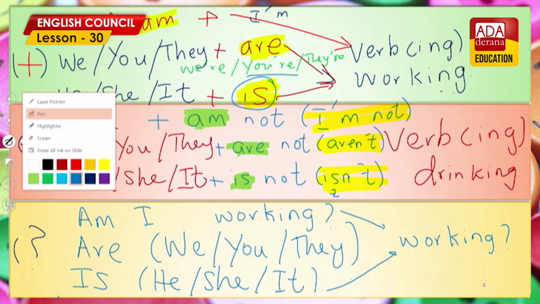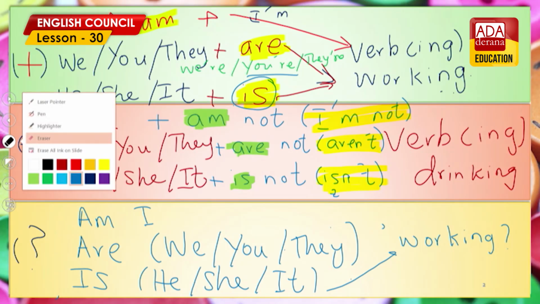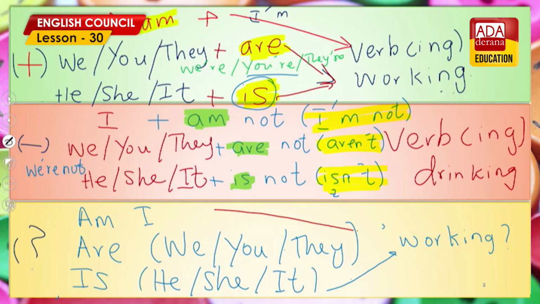Right? So very easy, same rule, right? Same rule. You start the question with the helping verb in this tense. So, am I working? Are we working? Are you working? Are they working? Is he working? Is she working? Is it working? Shall we practice? Let me give you some verbs.